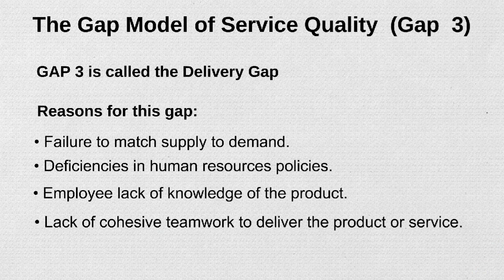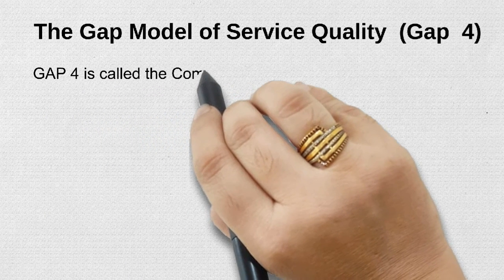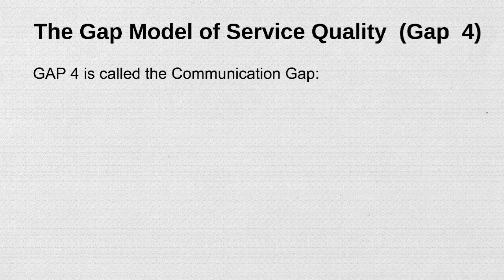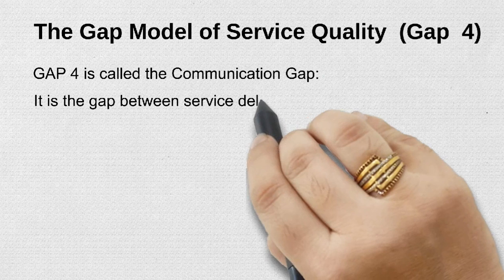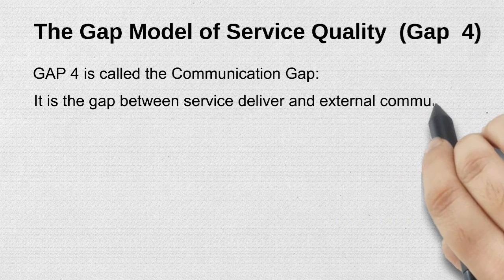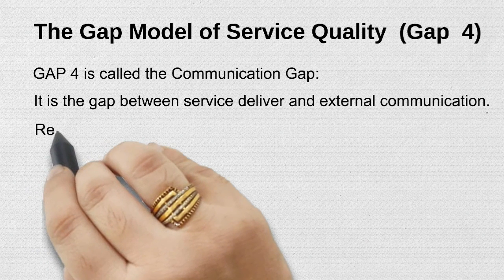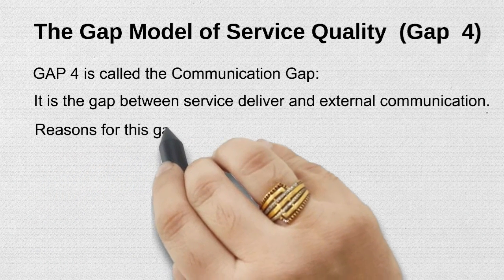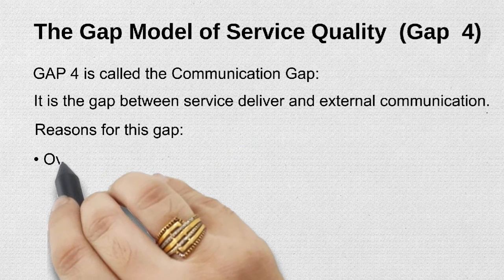Gap 4 is called the communication gap. It is a gap between service delivery and external communication. Out of the various reasons for this particular gap, one very important reason is overpromising. Meaning, overpromising from the company to the consumers. The companies promise the customers much more than they can deliver, and thus there is a communication gap.